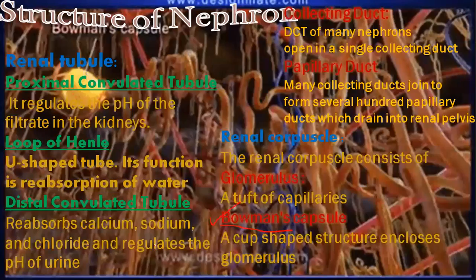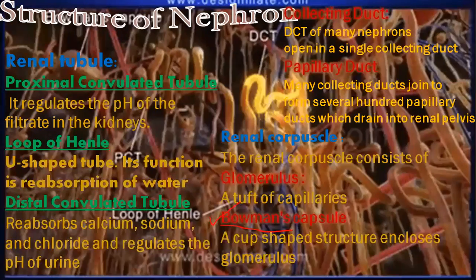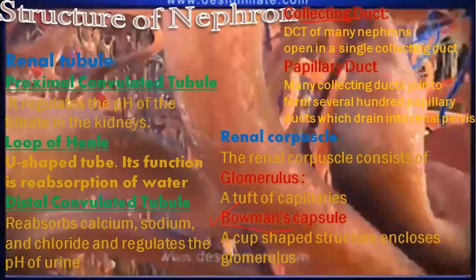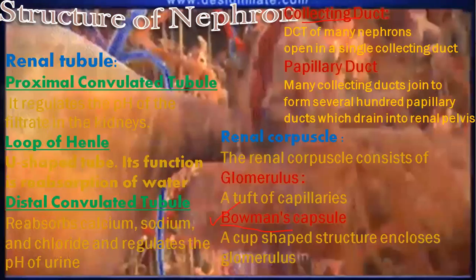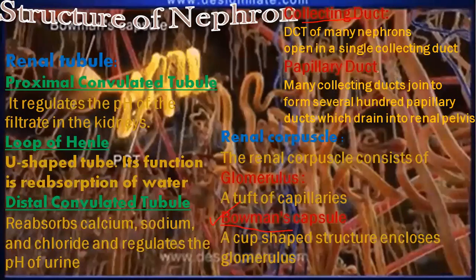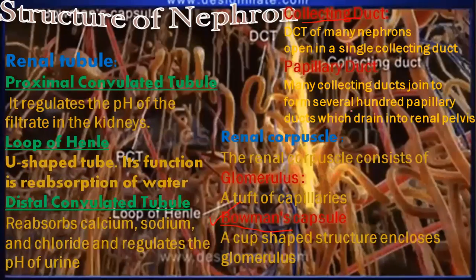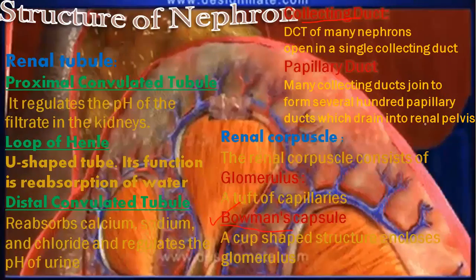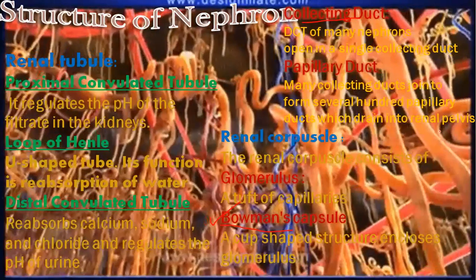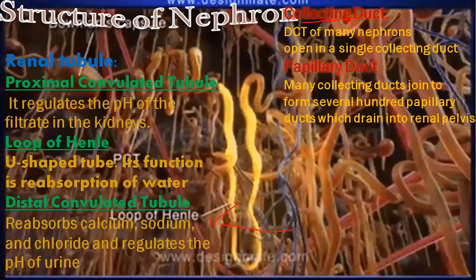So if we talk about these nephrons, the distal convoluted tubule is connected with the collecting duct. Many nephrons open into a single collecting duct, and lots of collecting ducts join with papillary ducts, several hundred of which drain into the renal pelvis, and then into the ureter. We have just seen this before, and now we will see its detail so that you can understand its function properly.